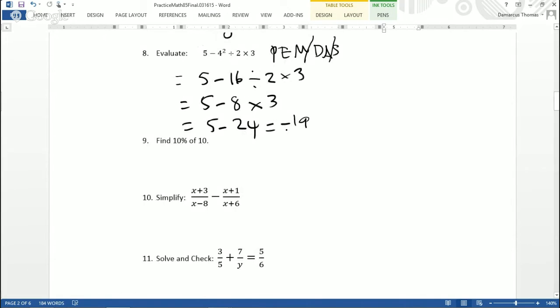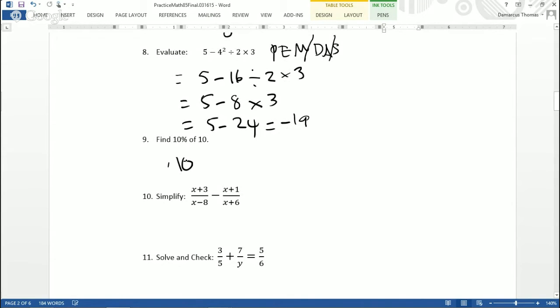Find 10% of 10. That is the same as finding 0.10 times 10. 0.10 times 10 is 1.